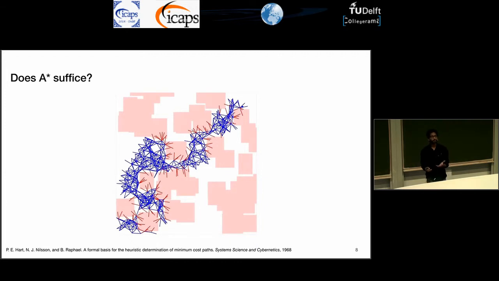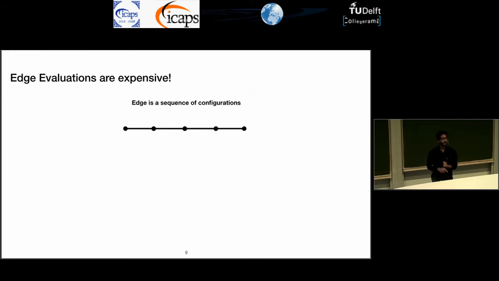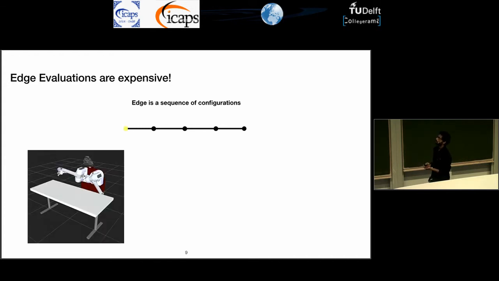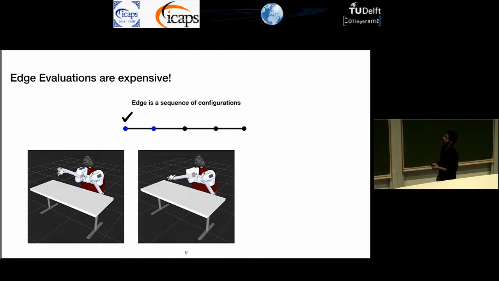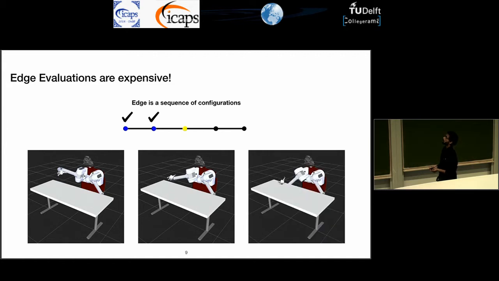A-star is great. A-star is optimal, correct, complete, and efficient with respect to the number of node expansions, but it doesn't necessarily explicitly reason about the number of edge evaluations or collision checks that it is performing. And that's a bit of a concern for roboticists because edge evaluations are expensive. The way edge evaluations are done is each edge is considered to be a sequence of configurations. That is, an edge is discretized, and the robot in simulation is placed at each of these configurations and checked against the geometries in the environment. If all these configurations are free, the edge is free. And if one of the configurations is in collision, then the edge is in collision.